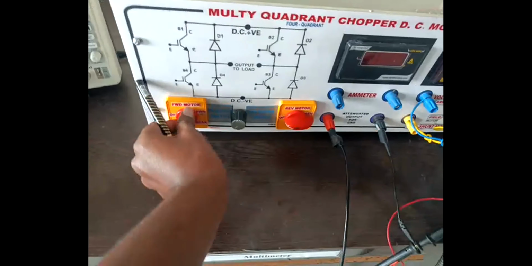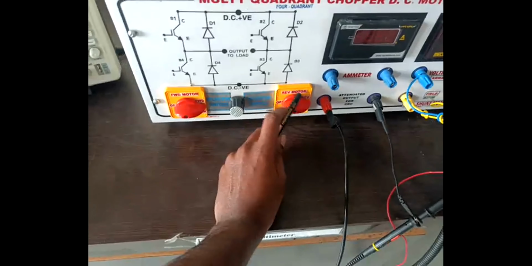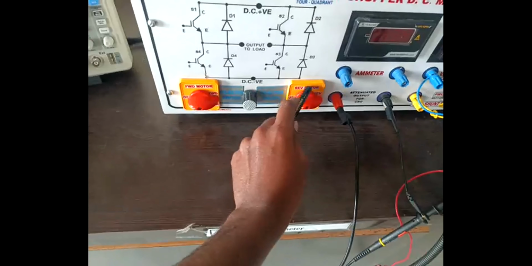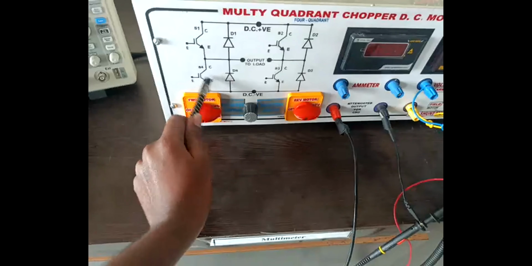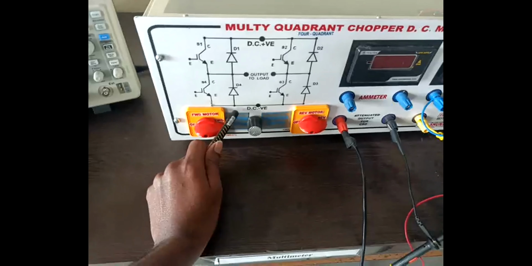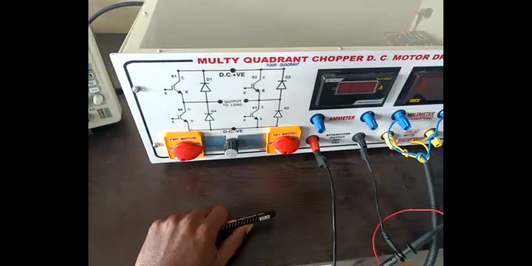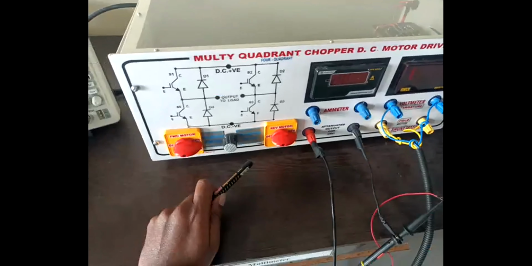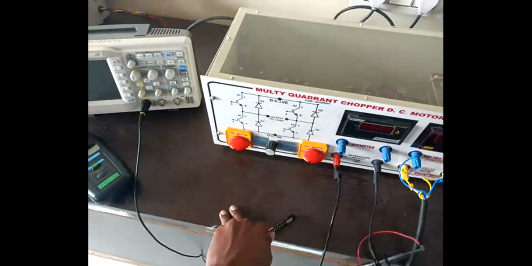Now, this switch is in off condition. Now we are going to operate the second switch. Okay, this is the forward motoring switch, and this is the reverse motoring switch. So now we are going to turn on S2 as well as S4. Whenever S2 and S4 are turned on, this motor is connected to the DC supply. And the speed of the DC motor is increased in the reverse direction, because it is in reverse motoring mode.